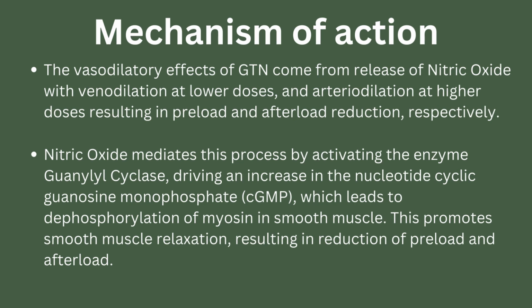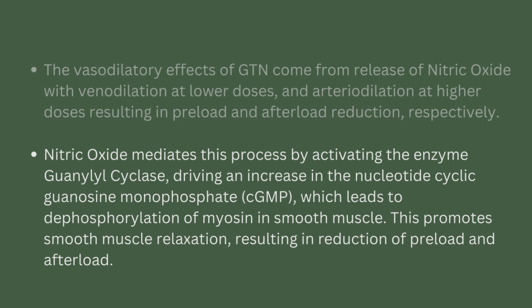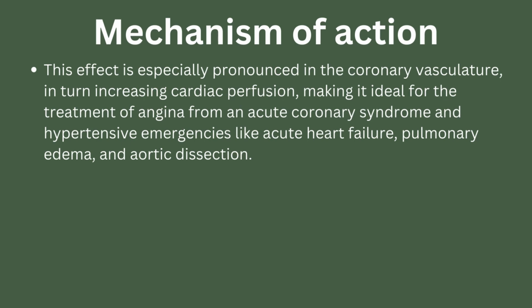Nitric oxide mediates this process by activating the enzyme guanylyl cyclase, driving an increase in the nucleotide cyclic guanosine monophosphate, which leads to dephosphorylation of myosin in smooth muscle. This promotes smooth muscle relaxation, resulting in reduction of preload and afterload. This effect is especially pronounced in the coronary vasculature, in turn increasing cardiac perfusion, making it ideal for the treatment of angina from an acute coronary syndrome and hypertensive emergencies like acute heart failure, pulmonary edema, and aortic dissection.